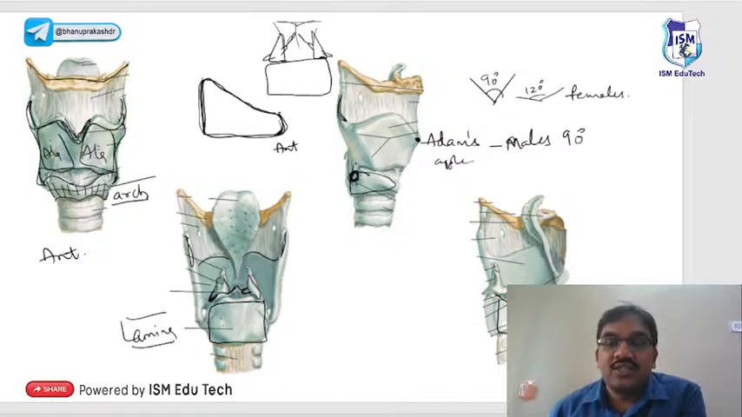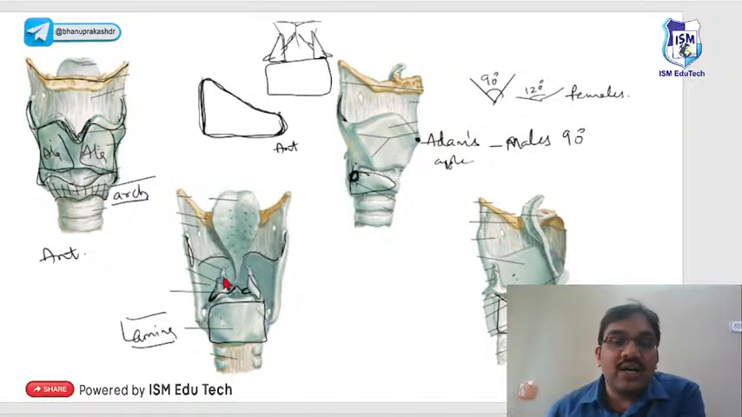See the arytenoids. This is the cricoid, this is the cricoid arch, and this is the cricoid lamina. Above it sit the arytenoid cartilages, and the vocal cord arises from here. The vocal cords attach to the posterior surface of the thyroid ala in the midline anteriorly, and posteriorly they attach to the vocal process of the arytenoid cartilage lying above the cricoid lamina.